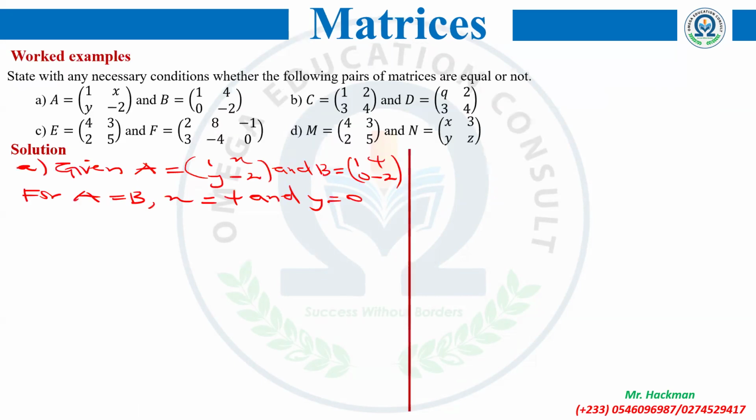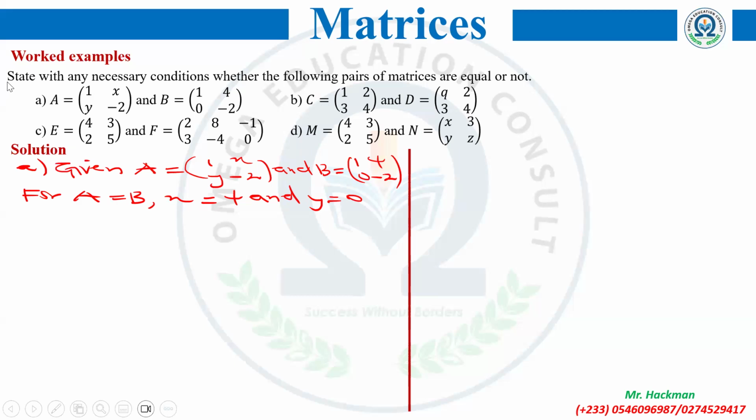Now let's look at how best we can make use of this information, the equality of matrices, in dealing with the worked examples here. At least I will be well convinced that you are indeed following. So let's see. State, with the necessary conditions, whether the following pairs of matrices are equal or not. As usual, these are the matrices: the first pair A, another pair B, up to D. As usual, the first thing you write is solution.